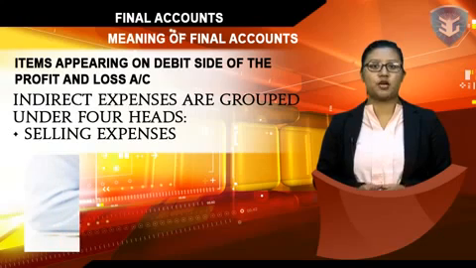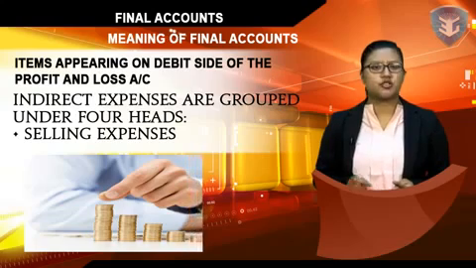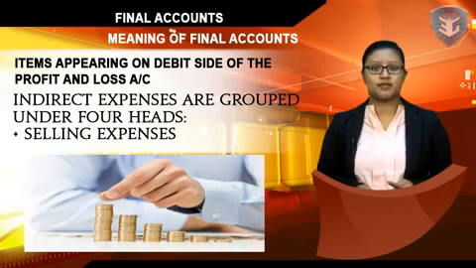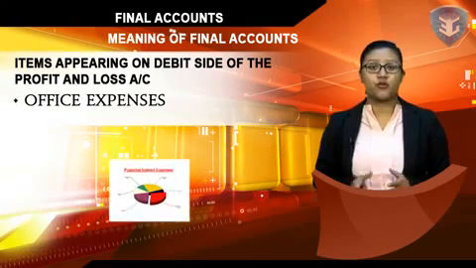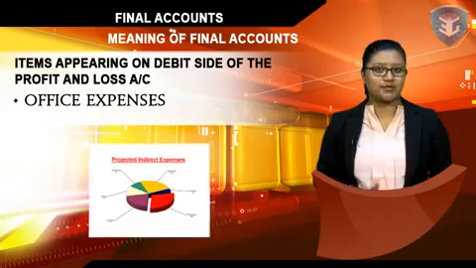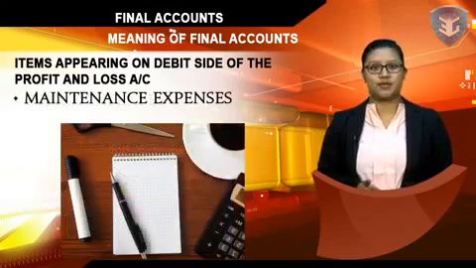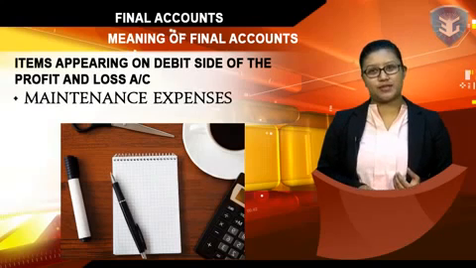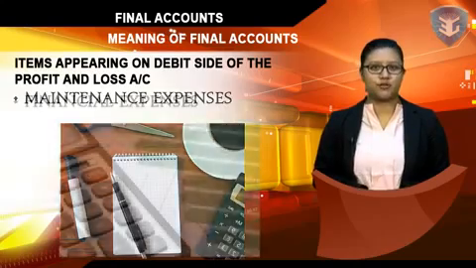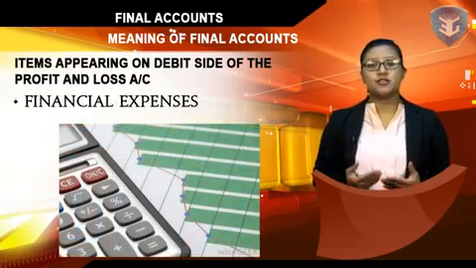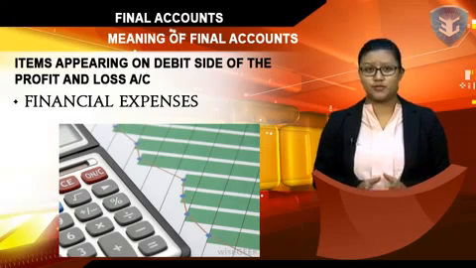Indirect expenses are grouped under four heads. Selling expenses: all expenses relating to sales such as carriage outwards, traveling expenses, advertising, etc. Office expenses: expenses incurred on running an office such as office salaries, rent, tax, postage, stationery, etc. Maintenance expenses: maintenance expenses of assets. It includes repairs and renewals, depreciation, etc. Financial expenses: interest paid on loan, discount allowed, etc. are a few examples of financial expenses.